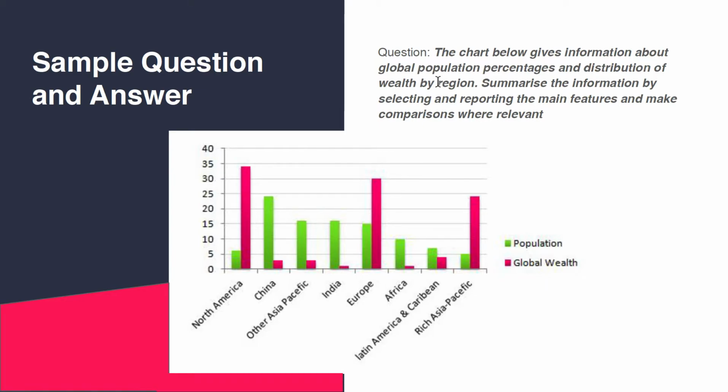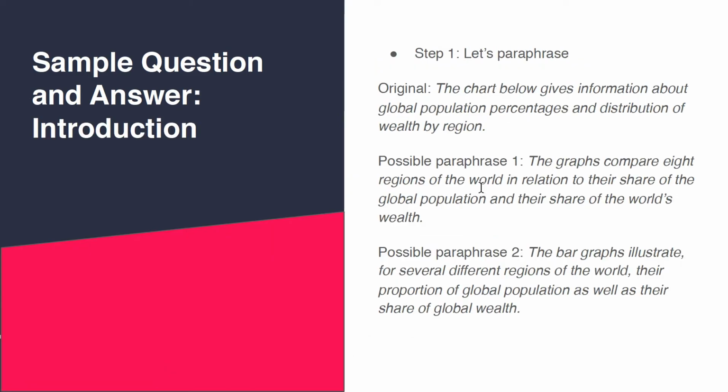Distribution of wealth by region. The word region we could swap out for area or something like that. So let's move on to what we're going to do with that. The first step is to paraphrase, which is what I was getting at there. The first thing we have to do to introduce the task is to paraphrase.